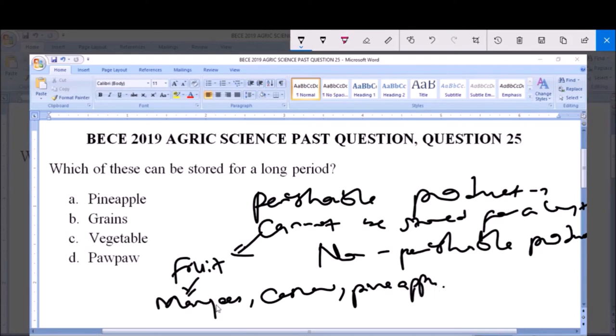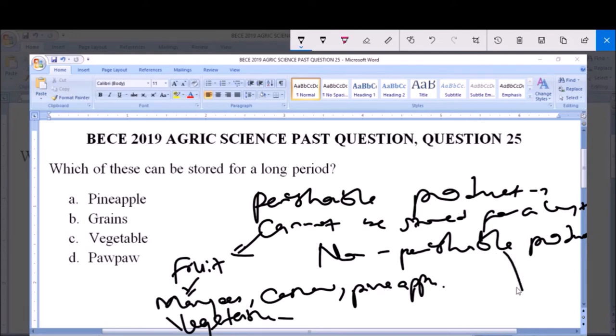The pineapple. These are perishable fruits. Also vegetables cannot be stored for a long period of time. But the non-perishable goods can be stored for a longer period. It doesn't mean they can be stored for a lifetime, but most can be stored for a very long period.